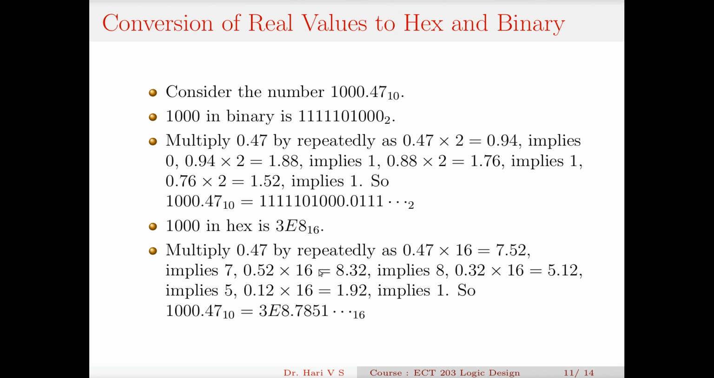So this is how I do the conversion into binary. This is the conversion to hex. Earlier you multiplied by 2, here you multiply by 16, so that 0.47 when multiplied by 16 becomes 7.52. So the 1000 part is 3E8, followed by a 7. Then 0.52 is multiplied by 16, that becomes 8.32, so this 8 comes here. This 0.32 is multiplied by 16, this becomes 5.12, so a 5 comes here. Then 0.12 multiplied by 16 gives 1.92, so this 1 comes here. This is how the decimal part, that is the fractional part, is converted to both binary and hex.